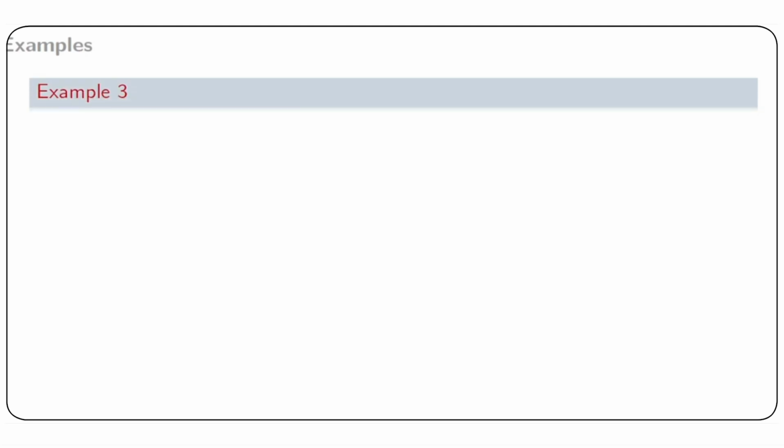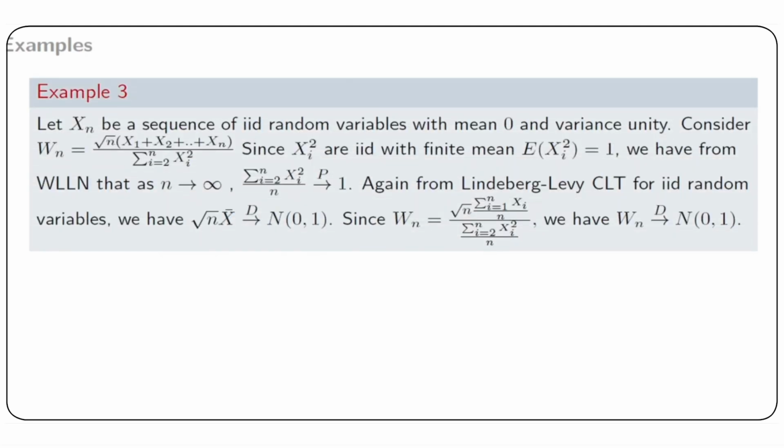Consider our next example, that is example 3. Let xn be a sequence of IID random variables with mean 0 and variance unity. Consider a new random variable Wn defined by square root of n summation i from 1 to n xi, whole thing divided by summation i from 1 to n xi square. As earlier, xi square are IID with finite mean unity, and therefore it follows from weak law of large numbers that as n tends to infinity, summation xi square, whole thing divided by n, converges in probability to 1, which is non-zero.